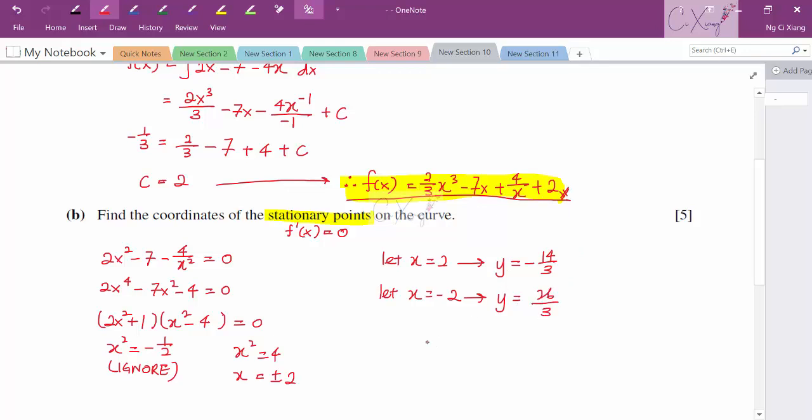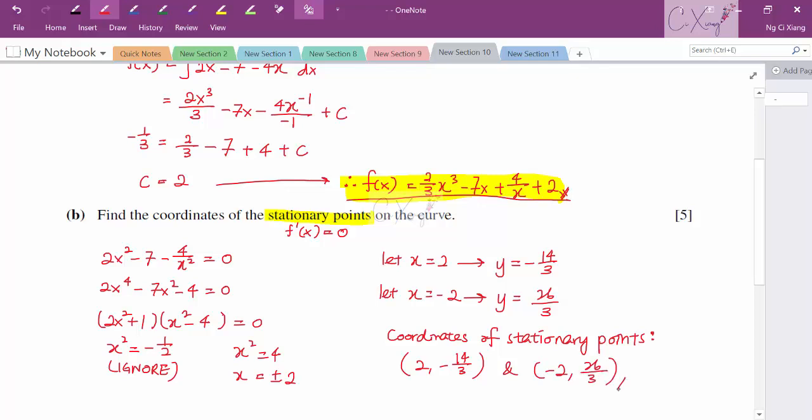Alright, so we can write in the coordinate form. So the coordinates of the stationary points are 2, negative 14 over 3, and also negative 2, 26 over 3. Alright, so these are the two coordinates of the stationary points.